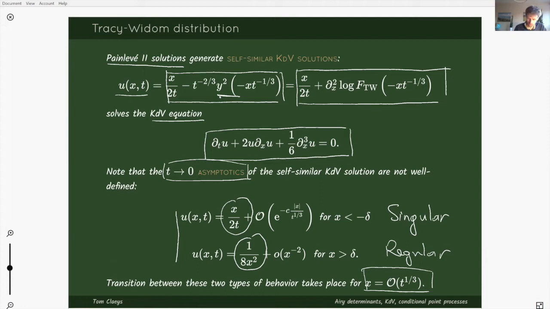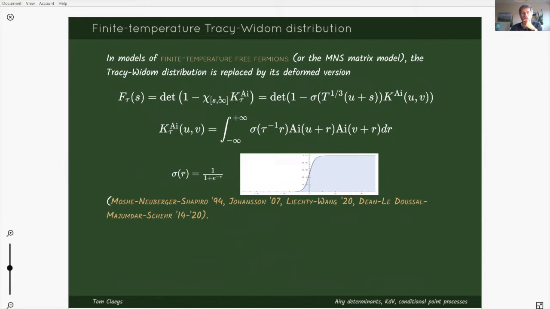Okay, so now let's go one step further. The Gaussian unitary ensemble can be seen as a model for zero temperature free fermions. Now there's also a finite temperature analog for that. And in that model, you also get an analog of the Tracy-Widom distribution, but then this Tracy-Widom distribution is replaced by a deformed version, in the sense that the kernel is no longer the Airy kernel, but a deformation of it.